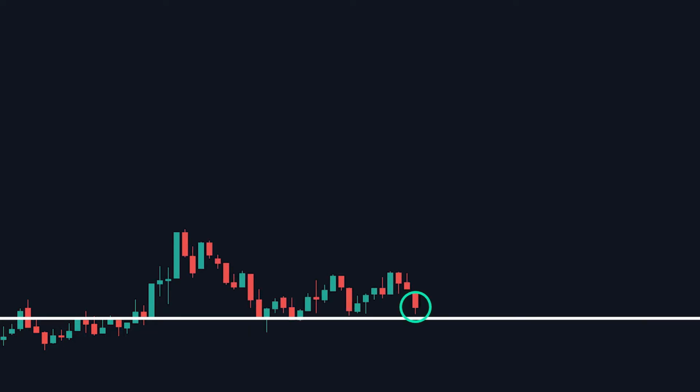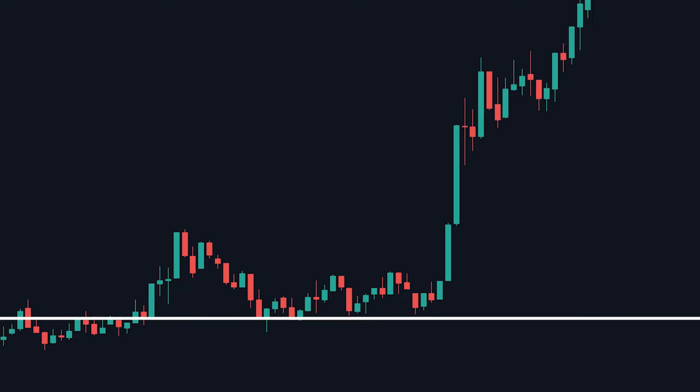And look what happens. The price moves sideways for a bit, then reaches this level again. Once it does, it bounces off because buyers really like this price, then there's no turning back, the price skyrockets.